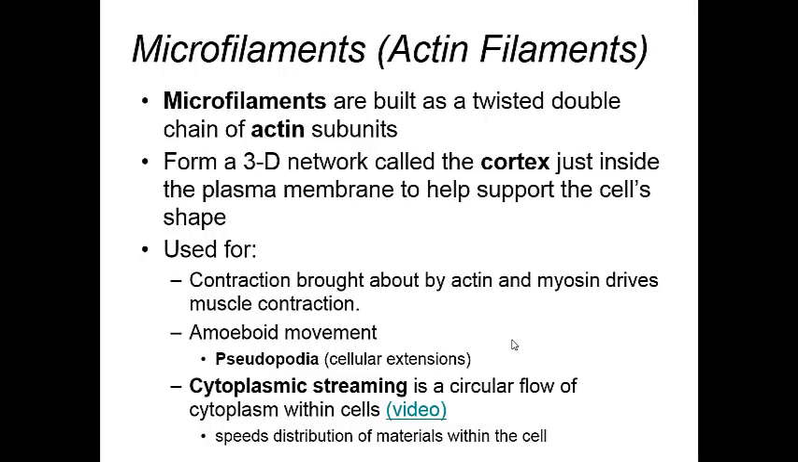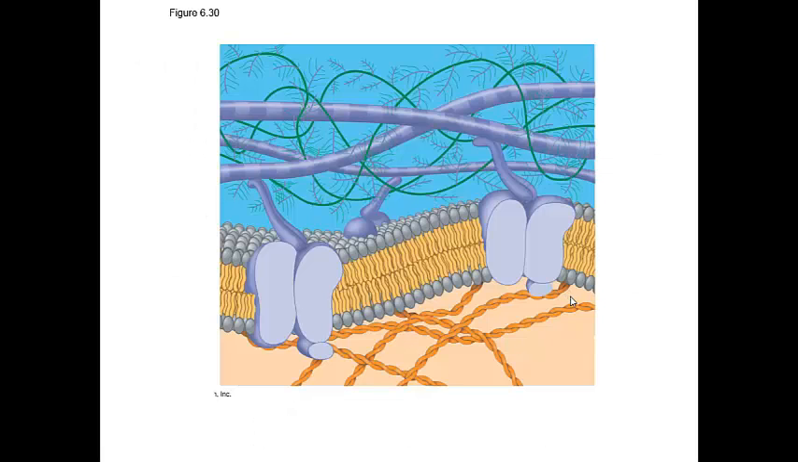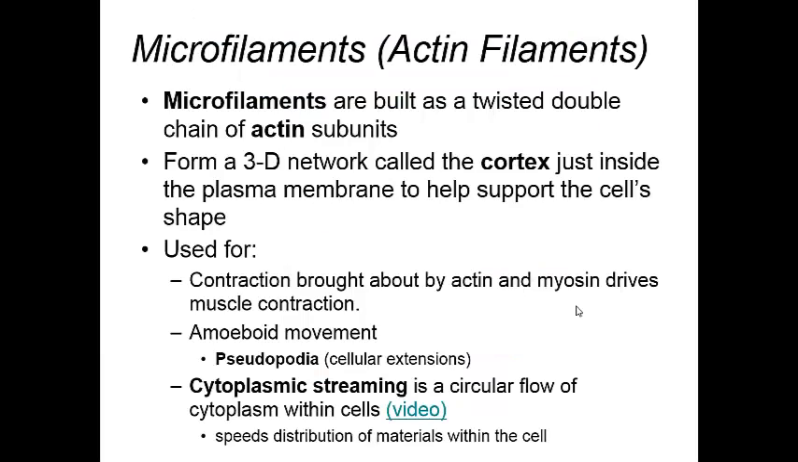Microfilaments are also called actin filaments. They're going to perform many functions within the cell. They're found directly underneath the cell membrane. Here you see them, and they form a structure called the cortex. The cortex gives the cell its shape. Actin microfilaments are also used for movement in the cell and of the cell.